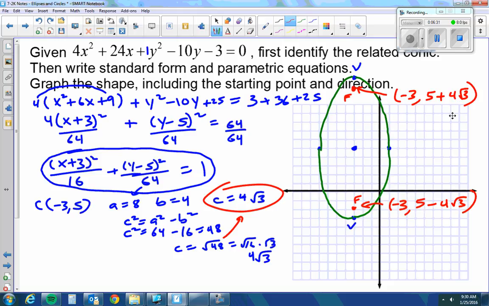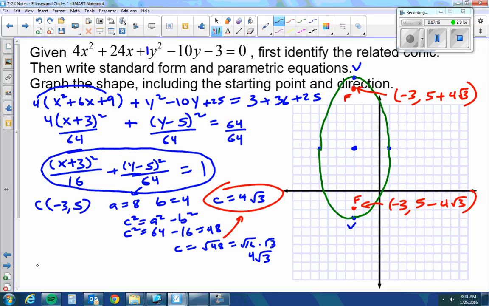But I want to think this through. We said that 4 radical 3 is the same as sort of 48, so it's almost 7, 6 point something, right? So if you do 5 plus 6 point something, you get 11 point something. So this point up here is 11 point something. The top, by the way, was at 5 plus 8, which was 13. So it's 11 point something, almost 12, which is close to 13. That makes sense. 5 minus 6 point something is negative 1 point something, almost negative 2, which is where we put the other focus. Okay, so you should be able to kind of estimate the coordinates, make sure this makes sense. All right, parametric equations.